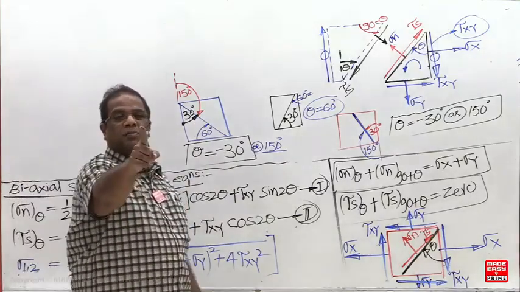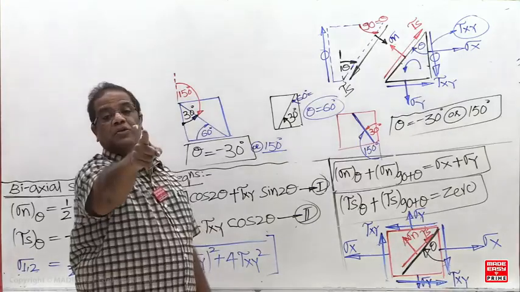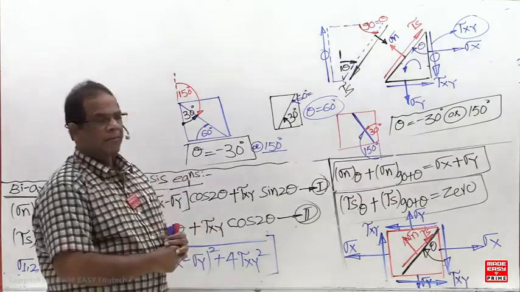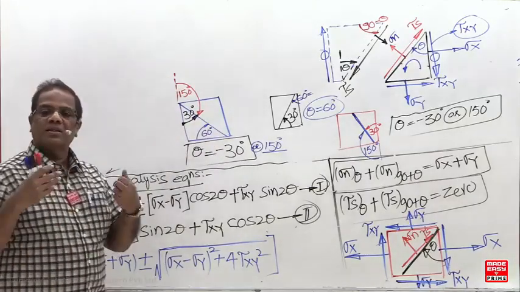Always remember what now? The arrowhead should be towards the oblique plane. Everywhere you can see now, the arrowhead I am keeping towards the oblique plane. They will not see all this thing.